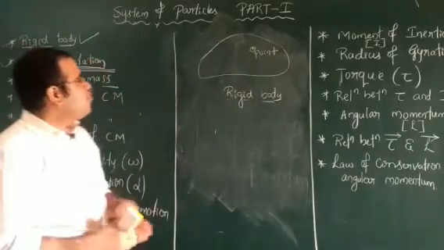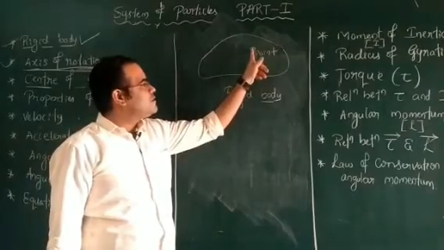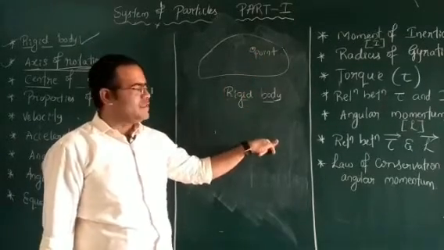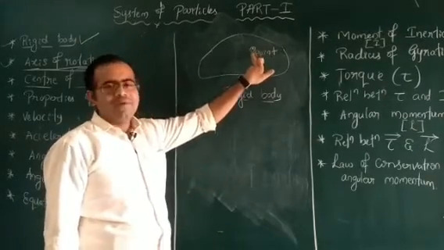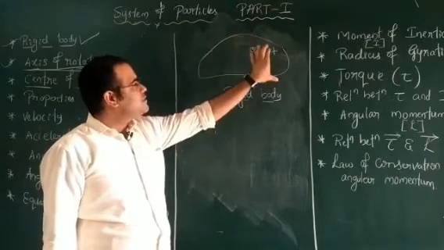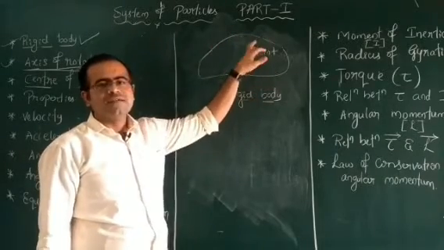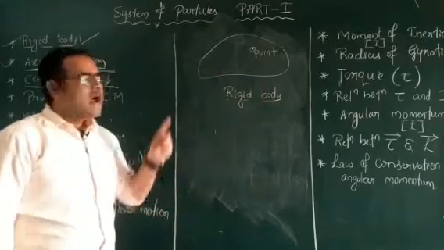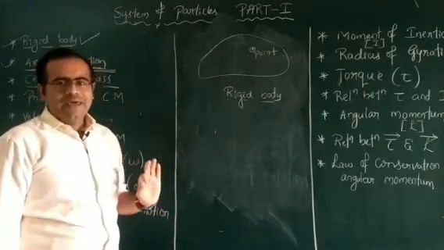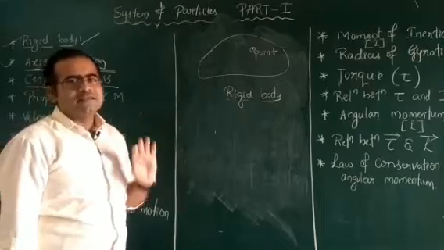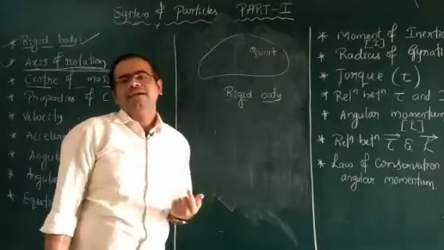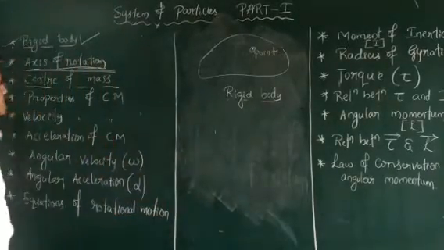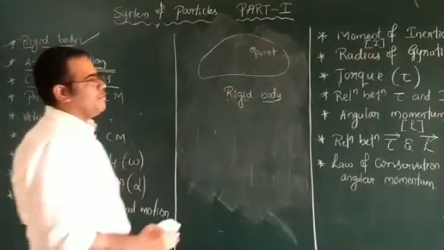So the point which we call the center of mass of a rigid body is the point where the whole mass of the rigid body is concentrated. So if the entire mass of the rigid body is concentrated at that particular point, that is what we call the center of mass. So that we consider as a center of mass.